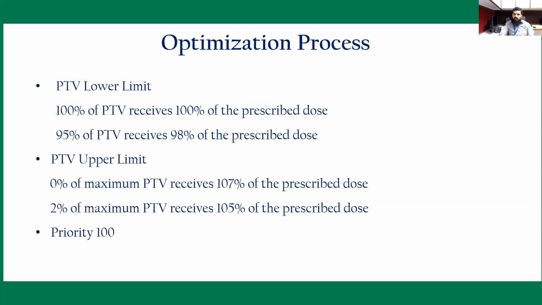After the NTO, define the PTV lower limits and PTV upper limits. What we are doing is defining the lower limits with 100% of the PTV receiving 100% of the dose, and 95% of the PTV receiving 98% of the prescribed dose, and the upper limit for the maximum dose of 107% and 2% of the volume at the 105% dose. On the initial run, we set the priority to 100.